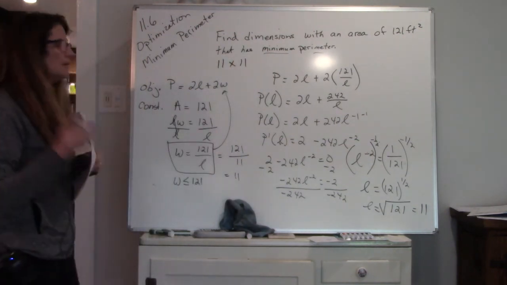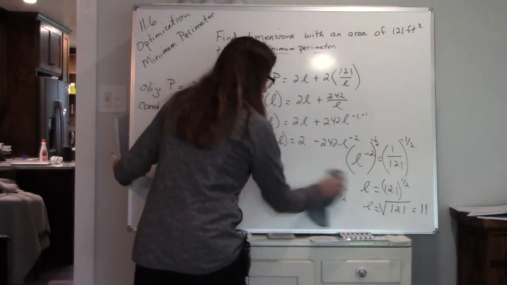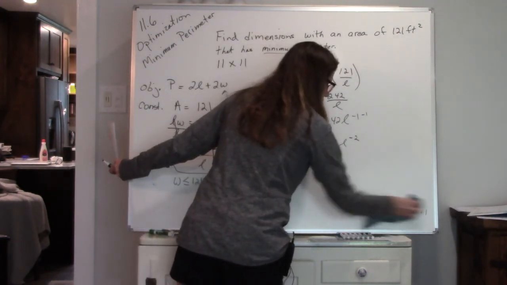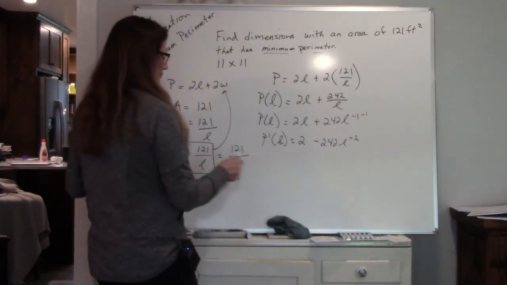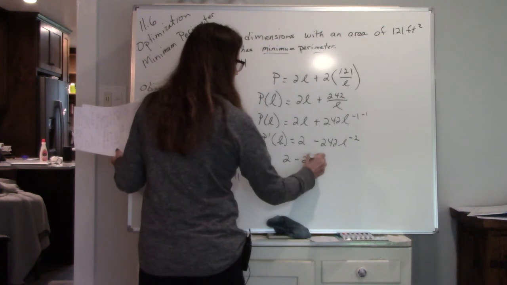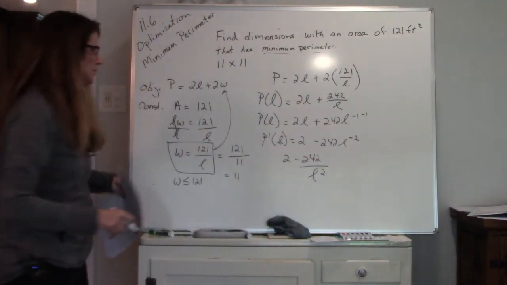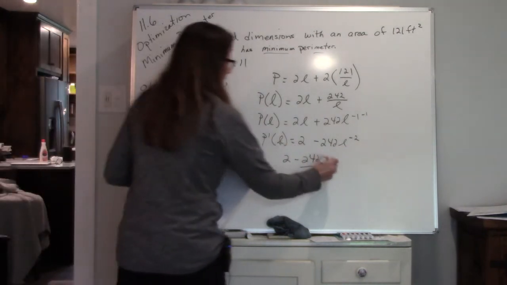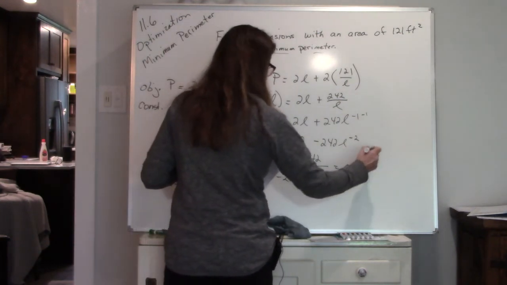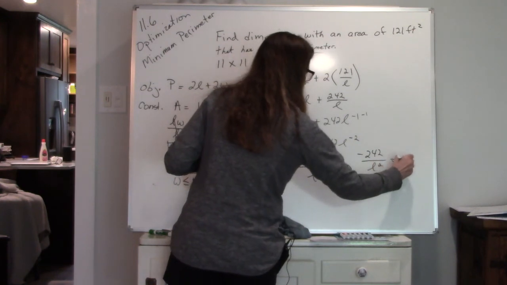Okay? Now, let me go through this one more time, and I just have to go from here, and I can show it to you another way if you don't want to deal with a fractional exponent. So now I'm going to solve this, rewriting this. So this L to the negative 2 drops down. It becomes L squared on the bottom equals 0. So now I can do the same thing. I'm going to subtract both sides by 2. So I get negative 242 over L squared equals negative 2.